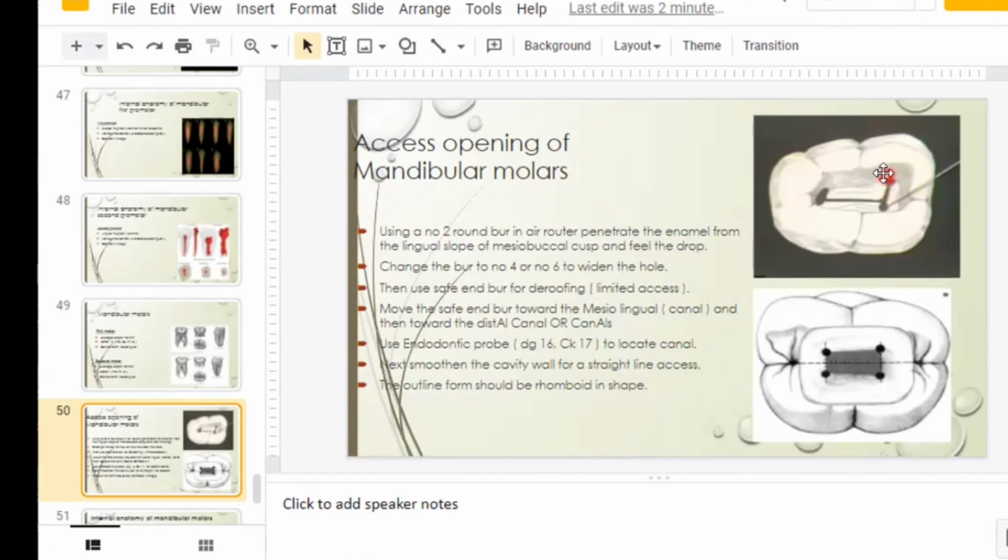Then once we complete the dentinal map, we use the endodontic probe to locate the orifices. And then we smoothen the cavity wall. Yes, perfect. We smoothen the cavity wall and we take our DG16 or CK17 probe and we locate our canals: mesiobuccal, mesiolingual, distal.